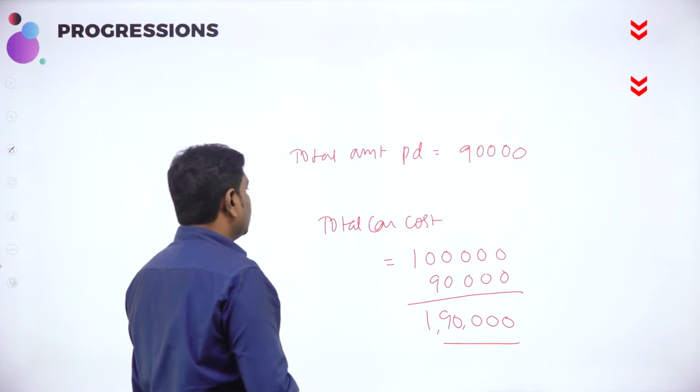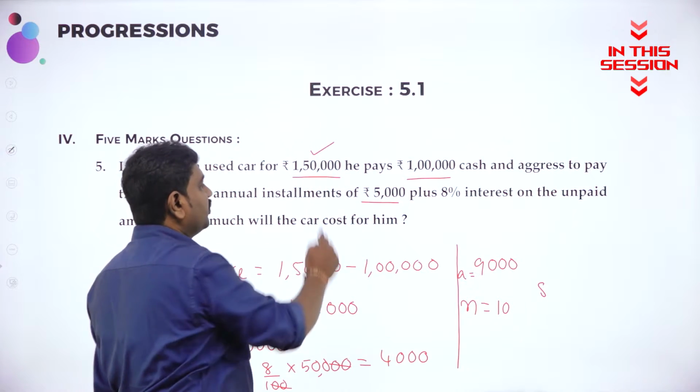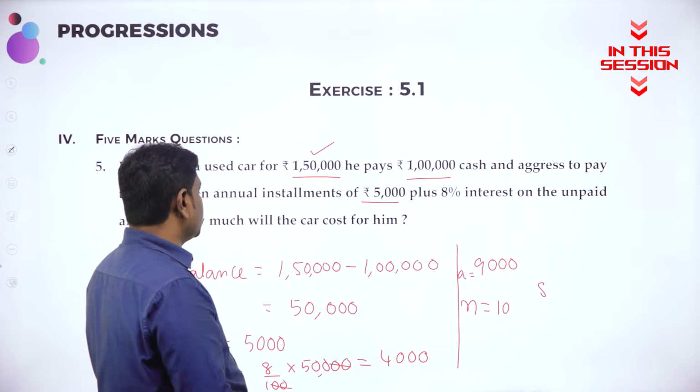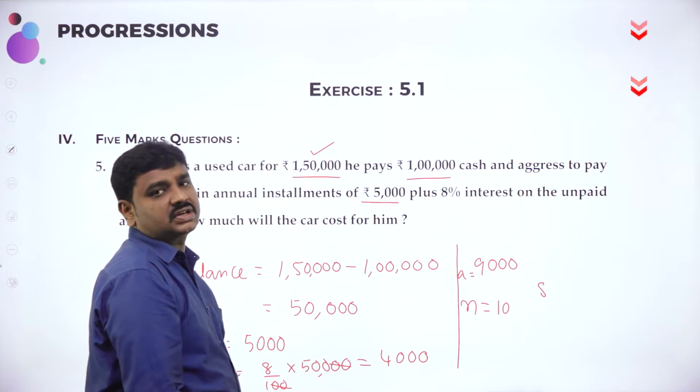If you had not taken a loan, you would have purchased for 1,50,000. Because of the installments, he has to pay an extra 90,000. So the same situation you can also do by AP. Sn.